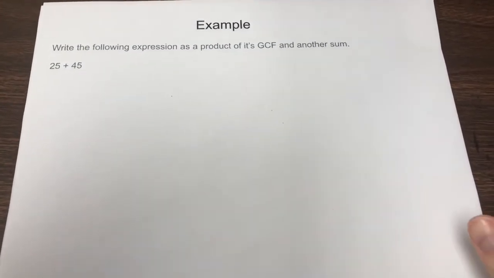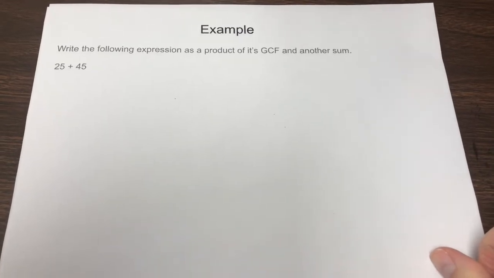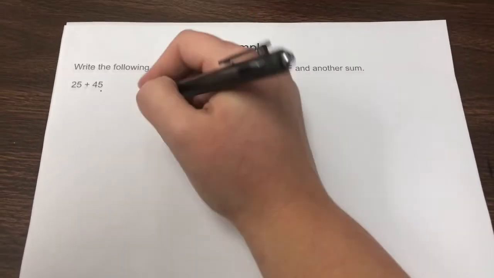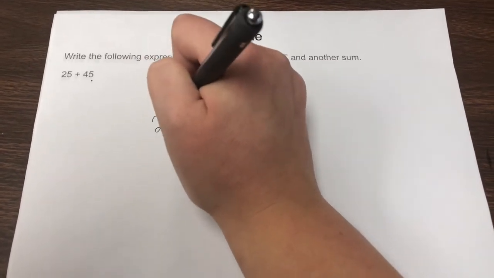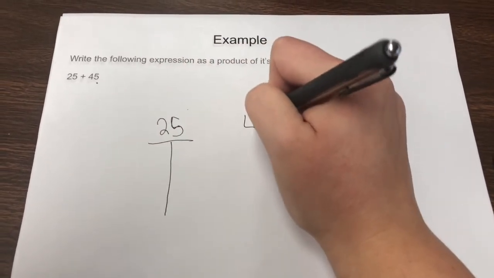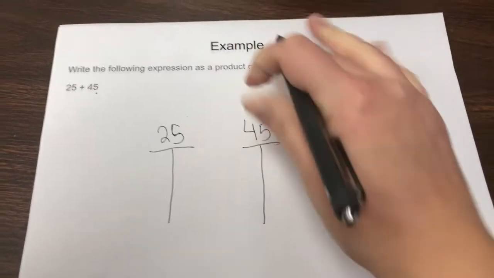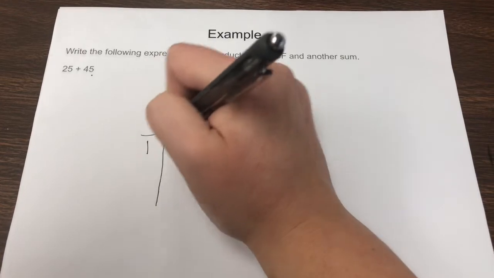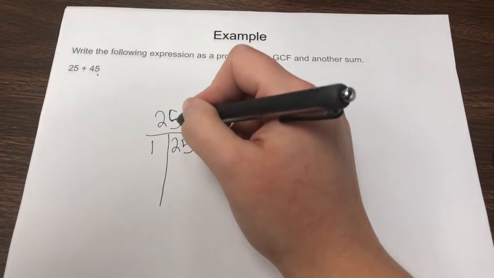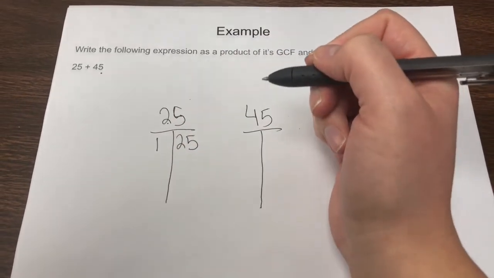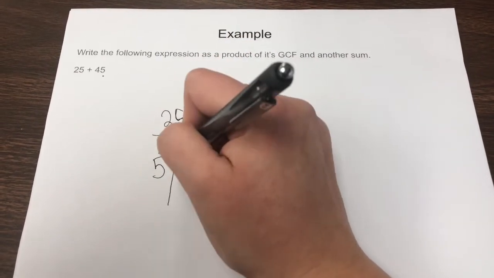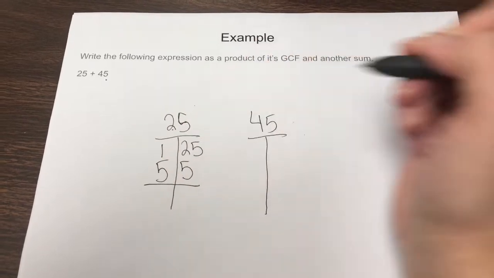Write the following expression as a product of its GCF and another sum. So we have 25 plus 45. Let's start to find the factors, and we're going to find the greatest common factor that they have. Start with 1 and 25. Can 2? No. Can 3? Well, 5 plus 2 is 7, so no. Can 4? No. Can 5? Yes. 5 times 5. And since we repeated, we are finished.